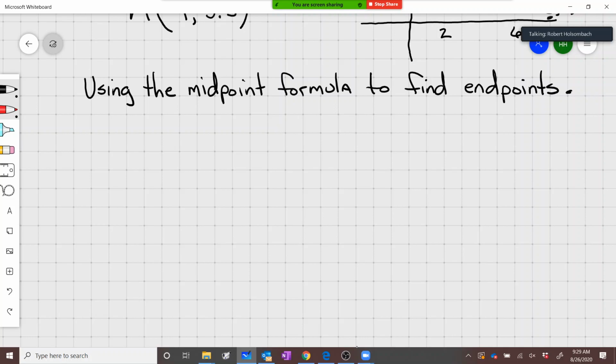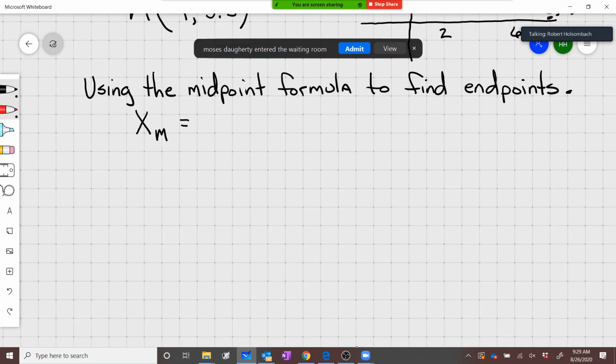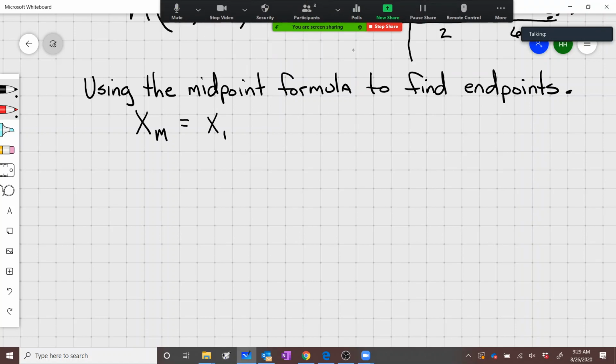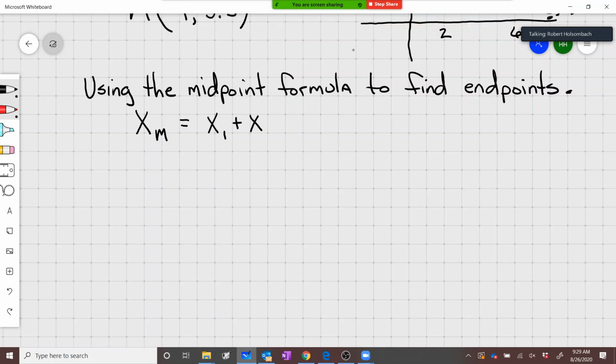So we're going to say that our x value at the midpoint, we're going to call that x sub m. Our x value at the midpoint is equal to our x sub 1 plus our x sub 2 divided by 2. We just talked about that. We're writing it a little bit different now because we got to use this formula to find a different piece of information.